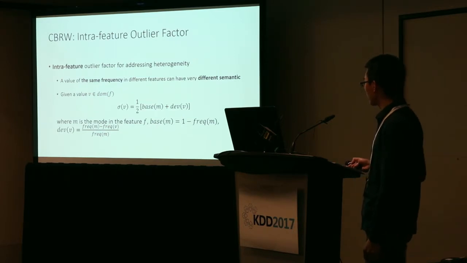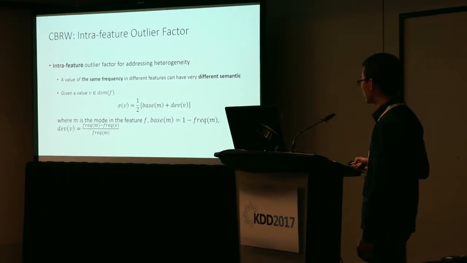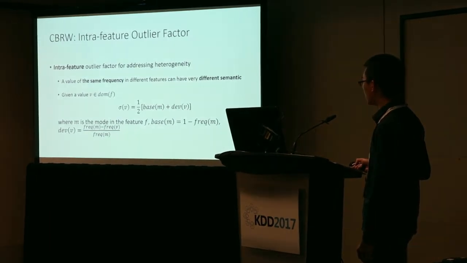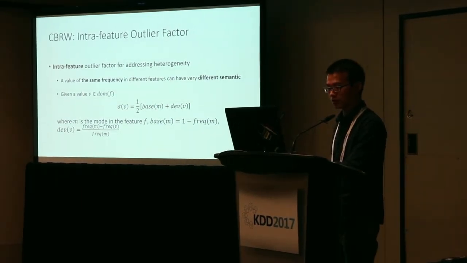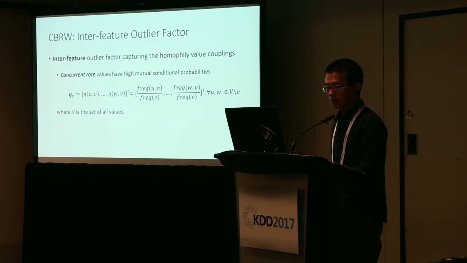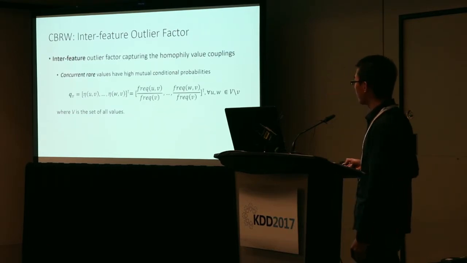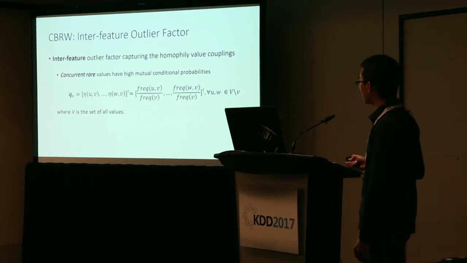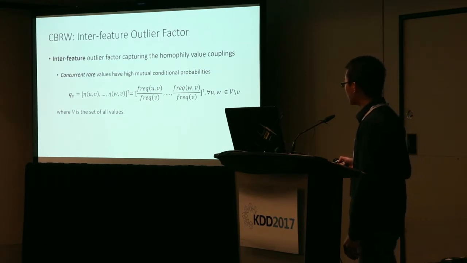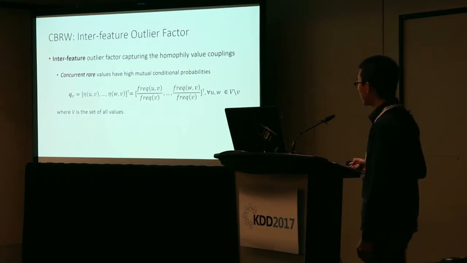The benefit here is that we consider the intra-feature frequency distributions. We use the location parameter here to address the heterogeneity. And in the inter-feature outlier factor, we define it to capture the homophily value couplings. The homophily is reflected by the high mutual conditional probabilities.